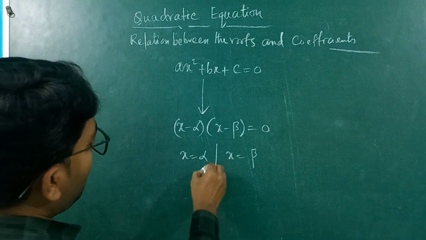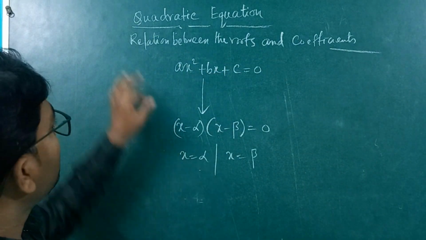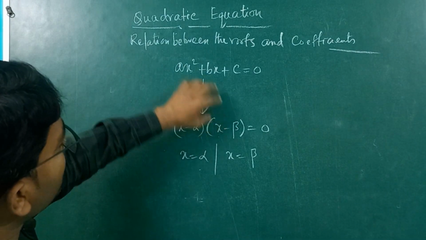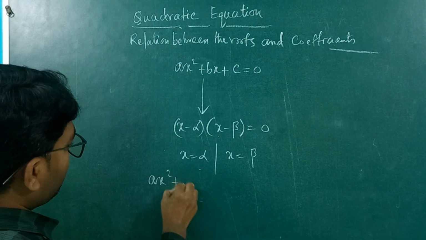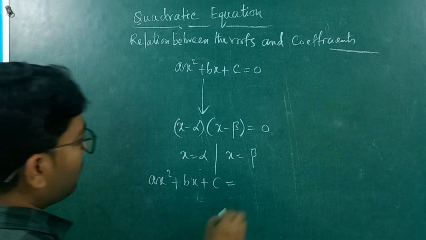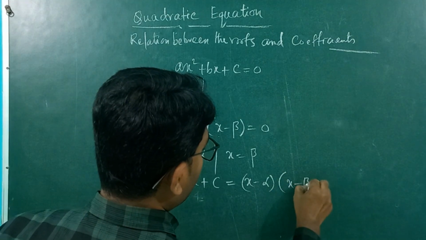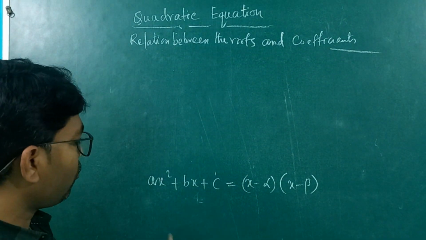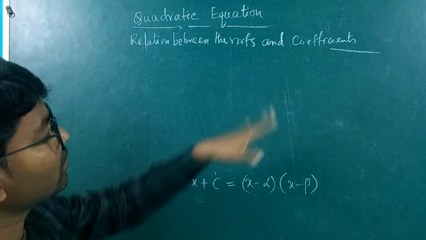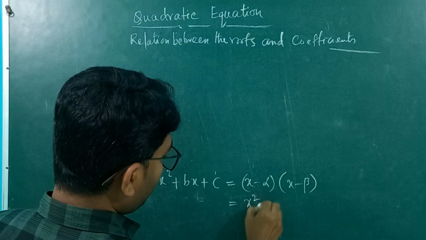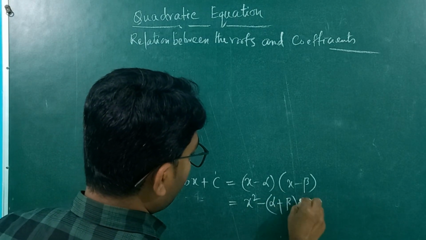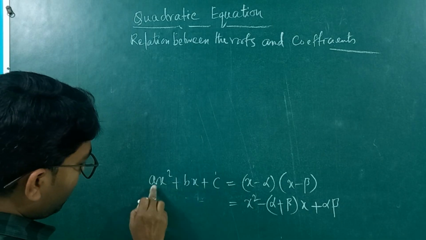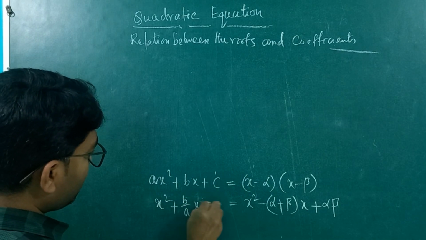Now, what is the relation between alpha, beta and a, b, c? That is our question. Now, we get this factorization from this equation. So, ax square plus bx plus c equal to a times x minus alpha and x minus beta. If we compare both sides with the coefficient of x square or coefficient of x, then we can easily understand the relation between the roots and the coefficient. If you multiply, this one becomes x square minus alpha plus beta x plus alpha beta. For comparing this, we divide this equation by a. This one becomes x square plus b by a x plus c by a.